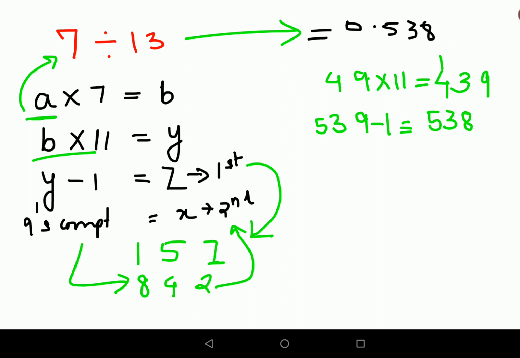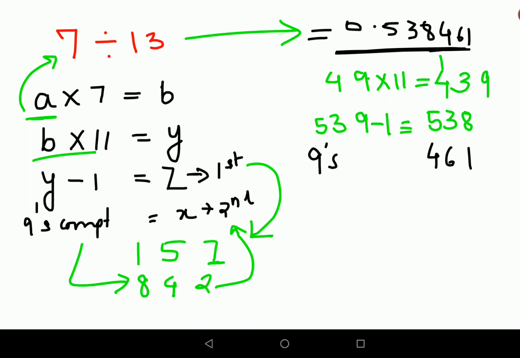So the first part of your answer is 0.538. Now why 0 point? Because 7 is smaller than 13, so I'm going to do 0 point. Now the second part will be the 9's complement of 538. You need to add 4 to 5, 6 to 3 and 1 to 8, so that gets you 461. This is your answer when you divide 7 by 13.